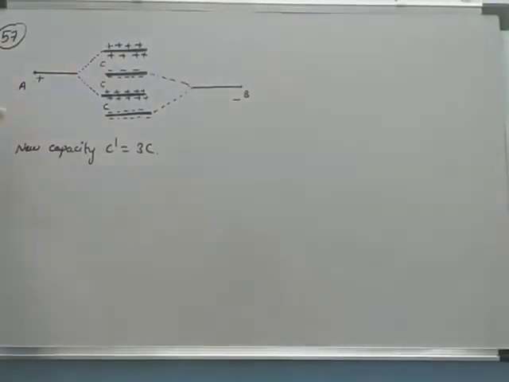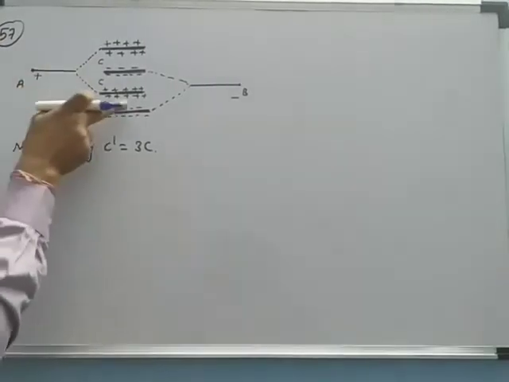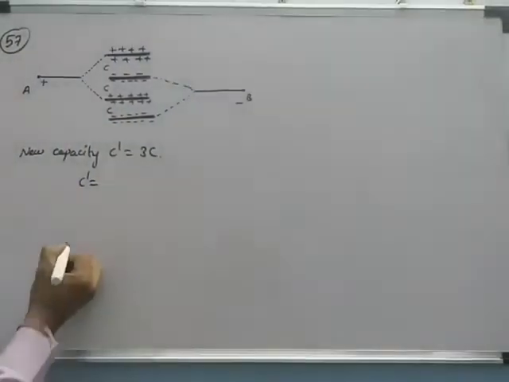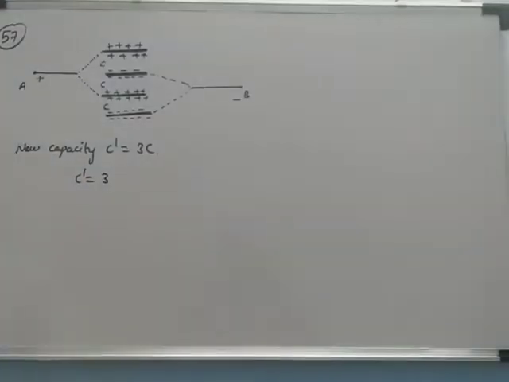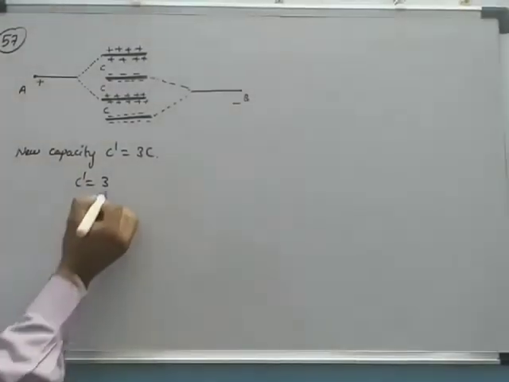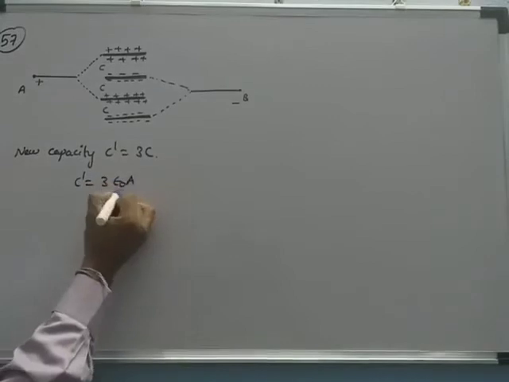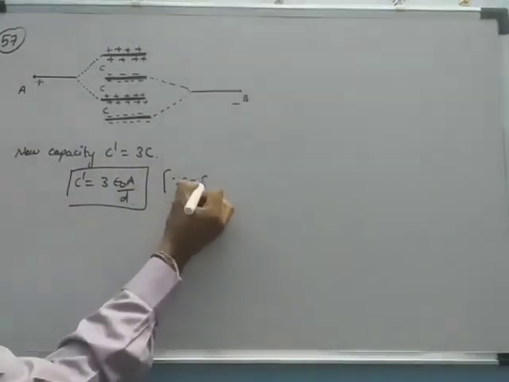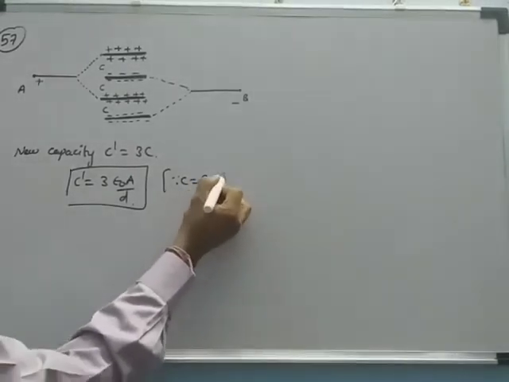It is one parallel plate capacitor, it is another parallel plate capacitor. Then we can write the formula: C dash is equal to 3 C, where C is the capacitance of a parallel plate capacitor, epsilon naught A by D. This is the answer for this one, since C is equal to epsilon naught A by D.